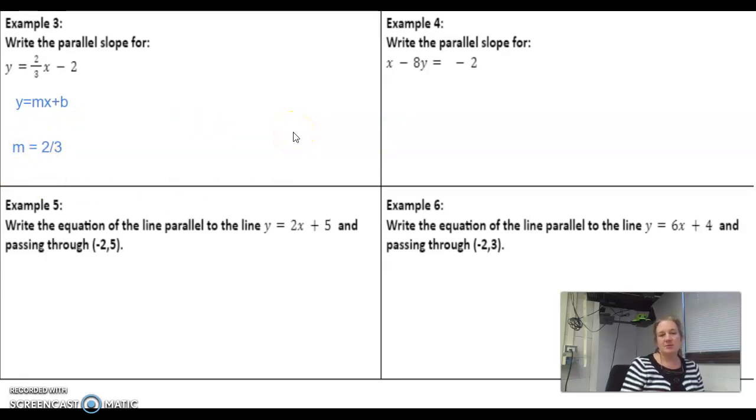So now on Edpuzzle, I want you to do example 4, but remember your y is not by itself, so you're going to have to solve for y and then tell me what the slope is. I can tell you right now the slope is not 1.